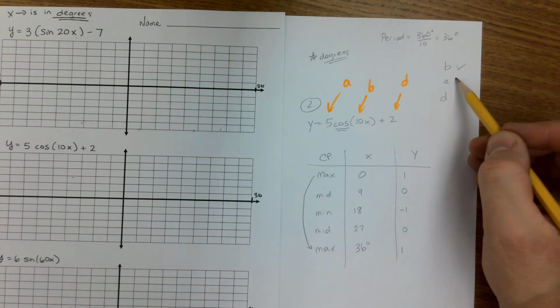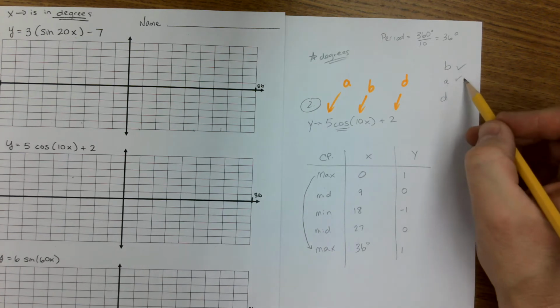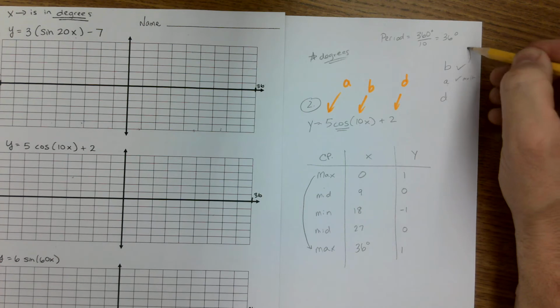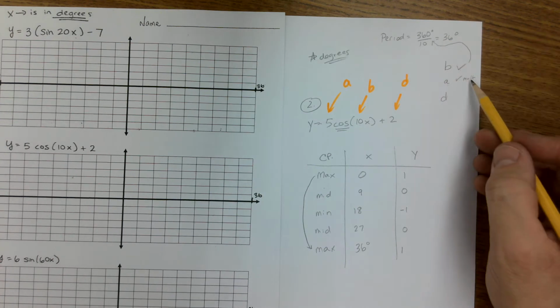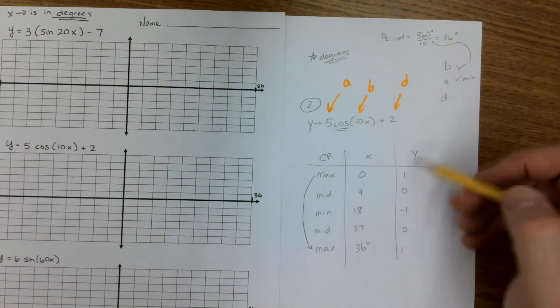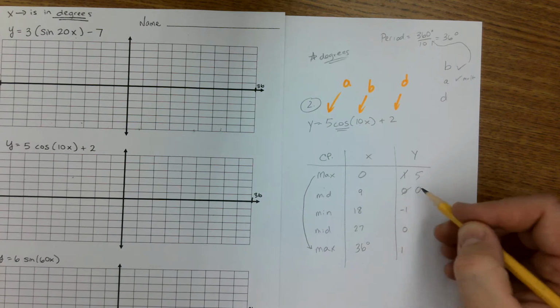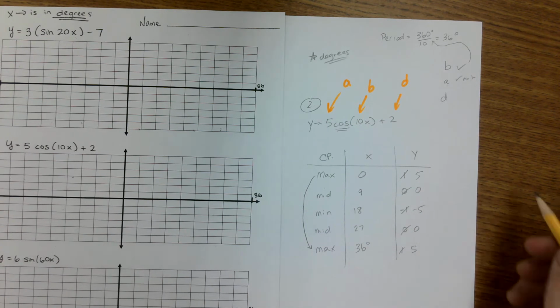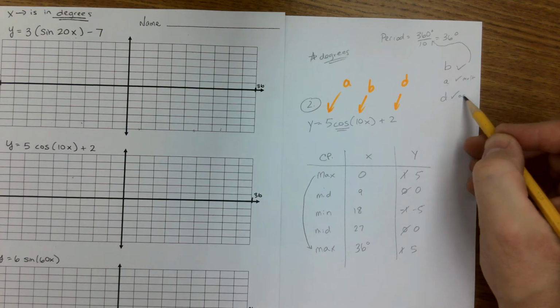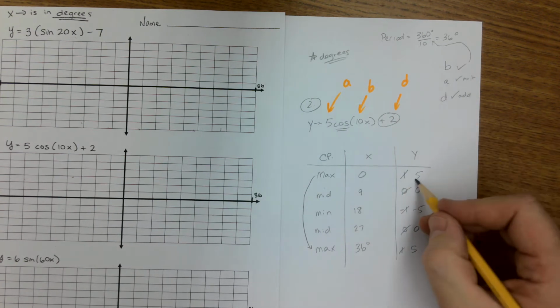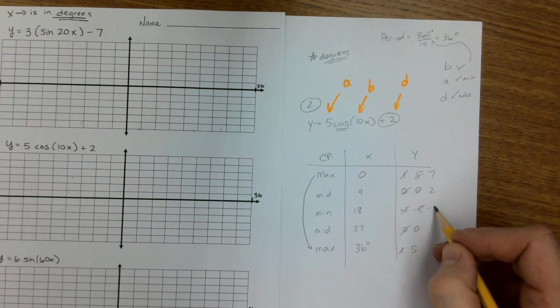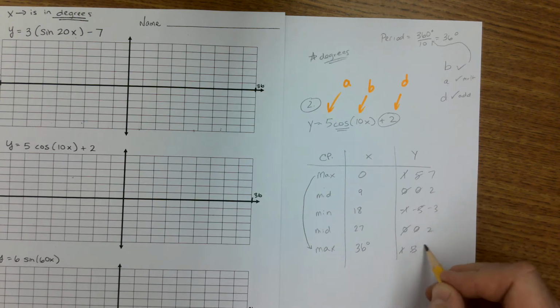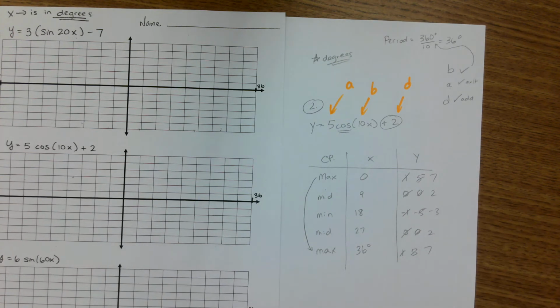Now let's take care of the a value, and that's the amplitude, and we're going to multiply here. For the b value, we use this formula. For the a value, we just multiply. Multiply them all by 5: 5, 5, 5, 5. And now for the d value, we're just going to add on 2: 7, 2, negative 3, 2, 7. All right, now we have enough information to graph it.